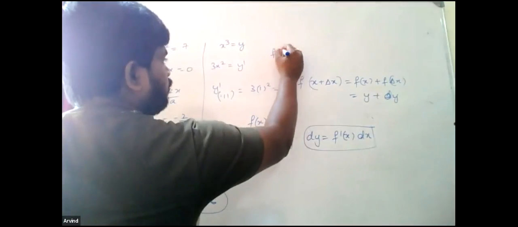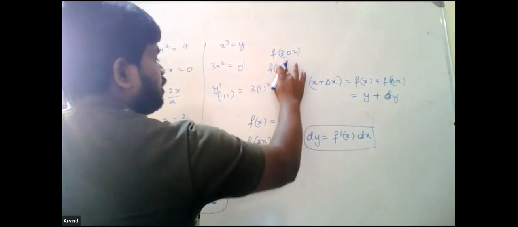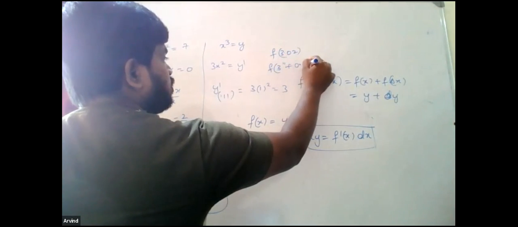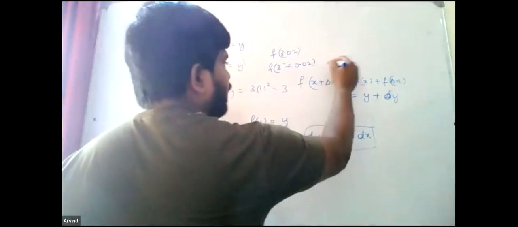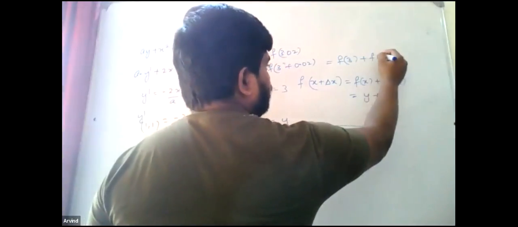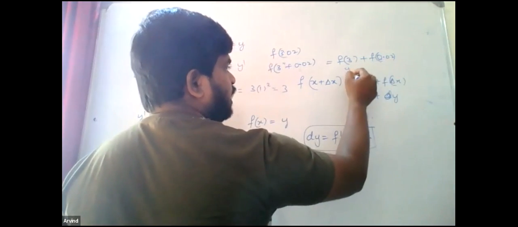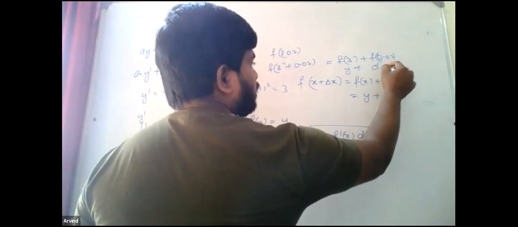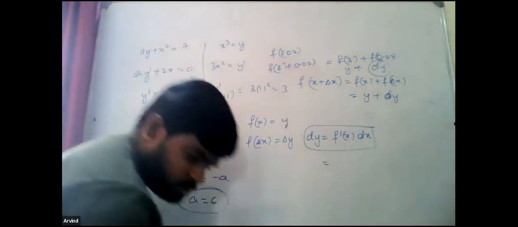Okay, so here f(3.02) can be represented as f(3 + 0.02). Therefore it will become f(3) plus the change, 0.02. That is nothing but dy. This is y, and this is nothing but dy. We find dy using this formula f'(x) dx.